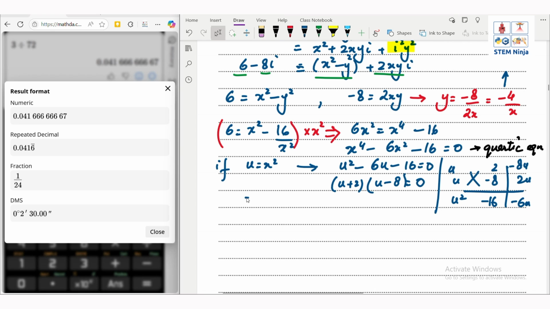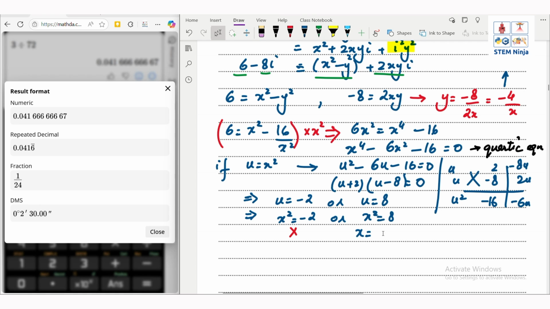Therefore, u is either minus 2 or u is 8, which further means x squared is either negative 2 or x squared is 8. This one obviously does not yield us any solutions.